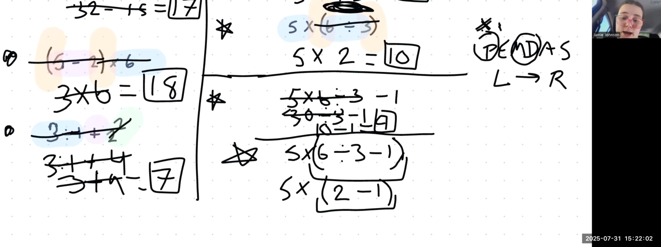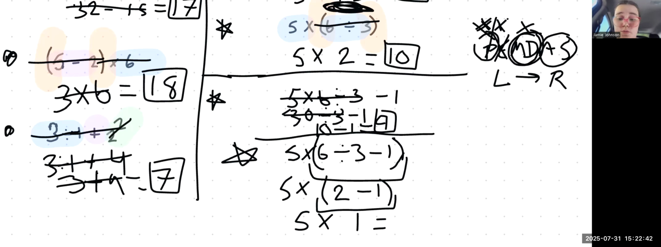So we have parentheses. In that parentheses, we don't have any exponents in that section. We don't have multiplication or division, but we do have addition or subtraction, right? And so 2 minus 1 is 1. And then we bring our whole equation down. 5 times 1. And that's the last of it because we only have one operation left. And so we look through. We don't have parentheses anymore. We don't have exponents. We do have multiplication or division. So then we start there. 5 times 1 is 5.